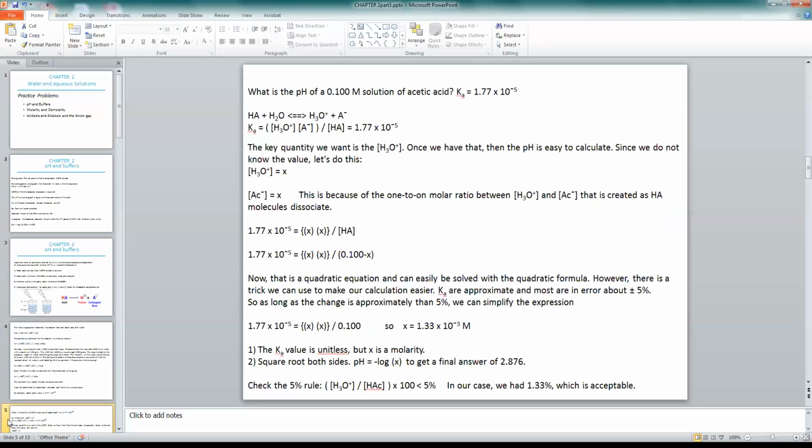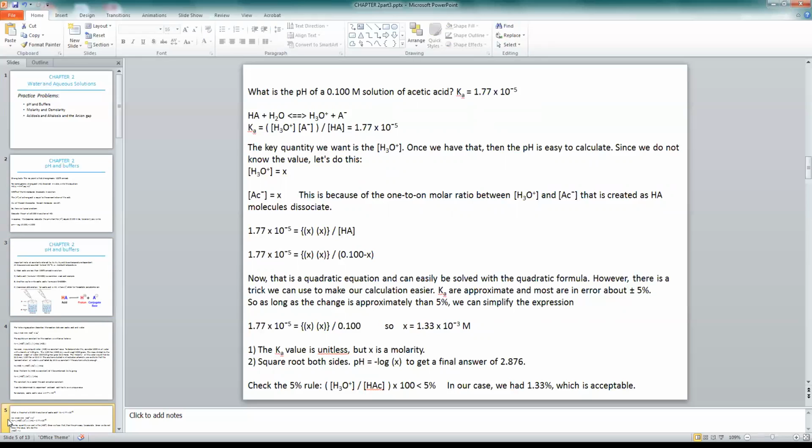Now, if I were to take that and think about it in the context of a problem: what is the pH of a 0.1 molar solution of acetic acid? Well, I can do that calculation. I can use my generic acid formula and go through and come up with a Ka expression. What I want to do is recognize that I need to know my H3O+. I don't know what that is, and once I have that, then I can do my calculation.